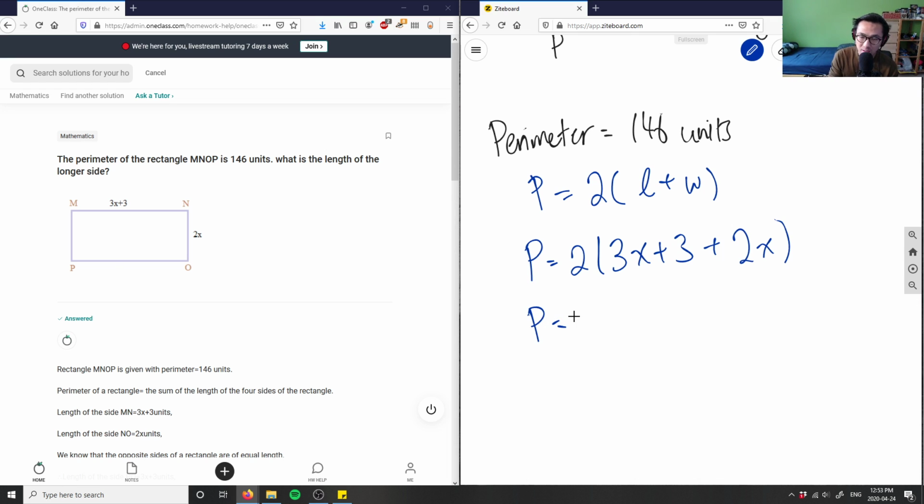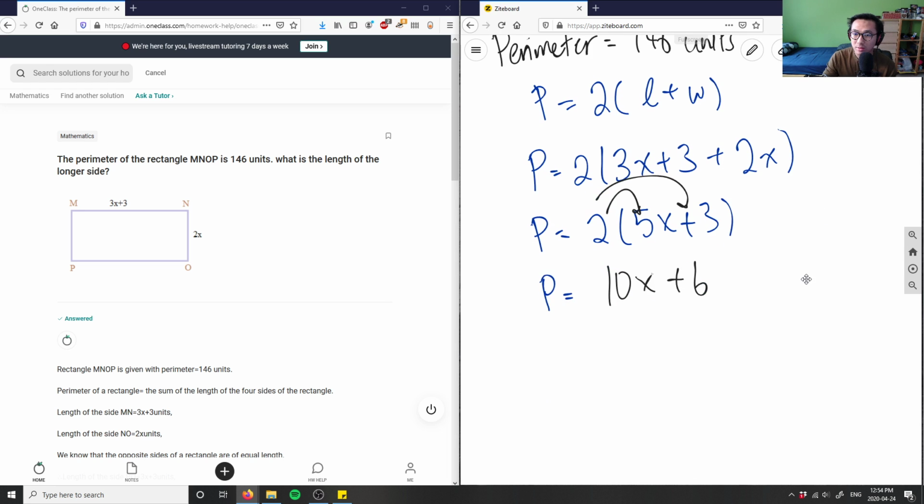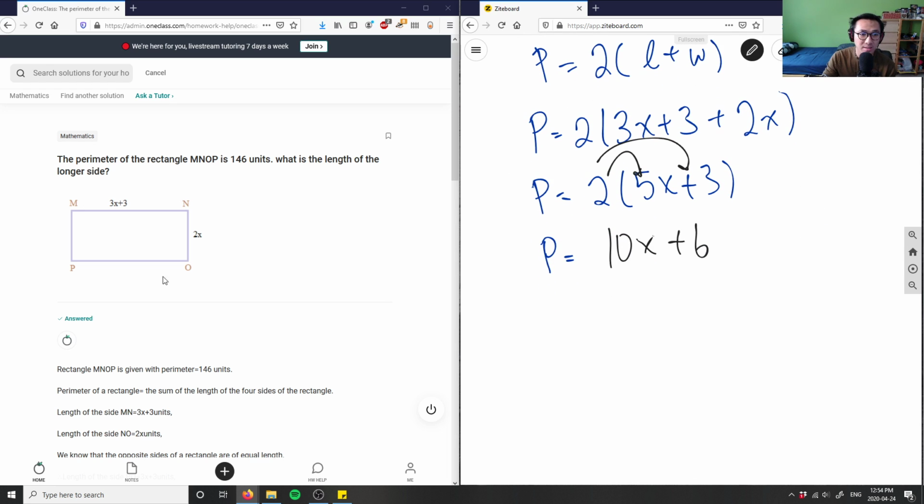So we can solve this algebraic equation. We are going to collect like terms. 3x plus 2x here is 5x, and then plus 3 here, right? And then P would equal 2 times, I'm going to use the distributive property to figure this out. 2 times 5x here is 10x. 2 times 3 here is 6. So I have 10x plus 6. And this equals the perimeter, which is 146, right? So I can substitute 146 for my perimeter here.